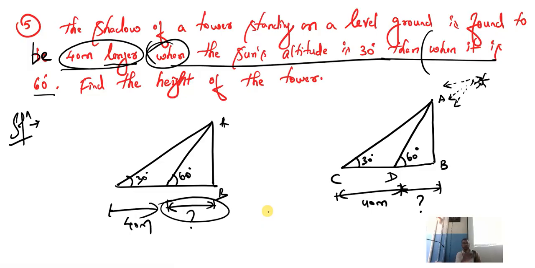If we come with the reverse order, read the same question in reverse order. First start from this, when it is 60 degree. Understood? Some shadow was there. When the sun's altitude was 30 degree, the length of the shadow increased by 40 meters.